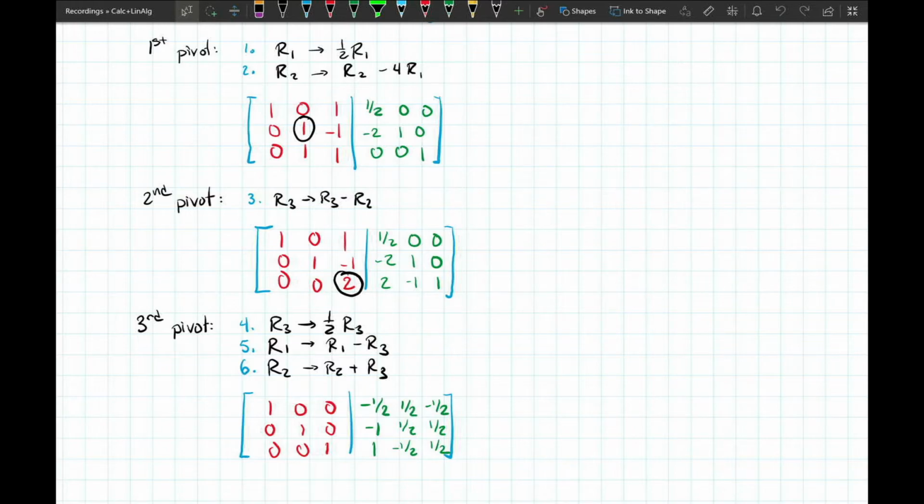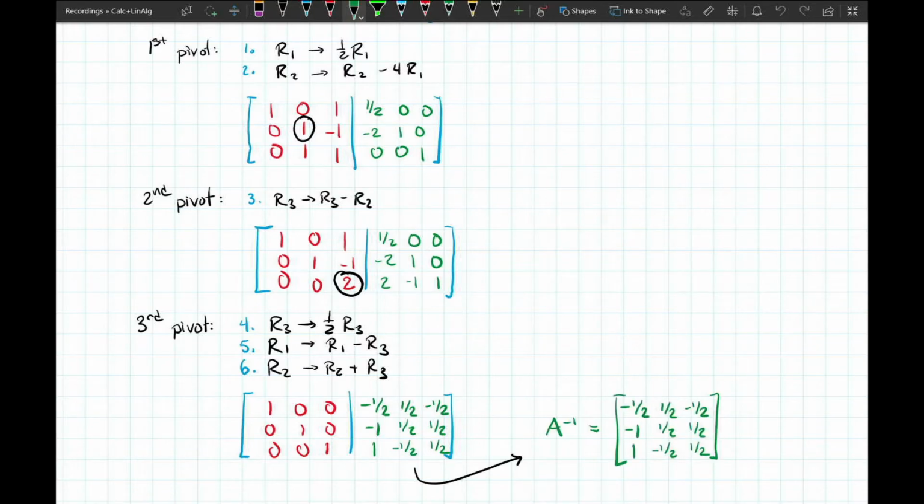To perform the third pivot, we need to multiply the third row by 1/2, take row 1 and subtract row 3, and take row 2 and add row 3. And this is what it should look like once you've finished all of those operations to get it into reduced row echelon form. Now, what do we have on the right-hand side? Well, on the right-hand side, this green 3 by 3 matrix is A inverse.